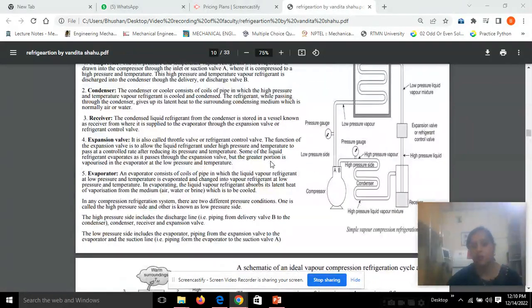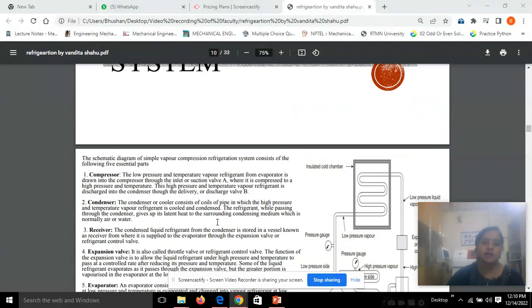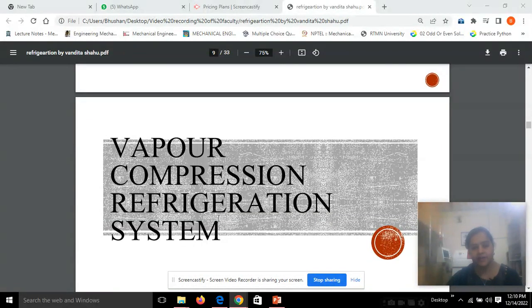The basic components you can see are the compressor, then the high pressure side, the condenser, and after the condenser the liquid is stored in the receiver. From there it passes to the expansion valve, then from the expansion valve it goes to the evaporator, and then again back to the compressor. So this is about the simple vapor compression refrigeration system.